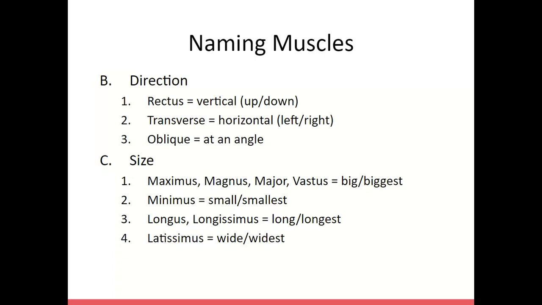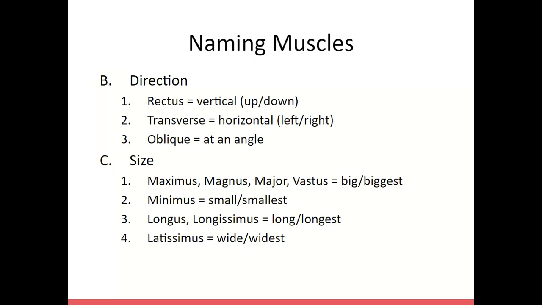Another way we can name muscles is based off their direction. The first one, rectus, means vertical. Like if you erect something, you build it up and down. So that's where we get rectus from. Transverse, if you remember, the transverse plane was horizontal from left to right. So that's where we get that from. And of course, oblique is any other angle that's not rectus or transverse.